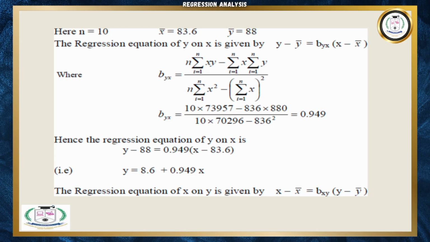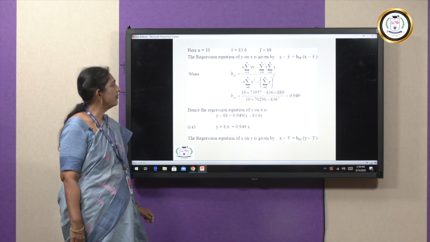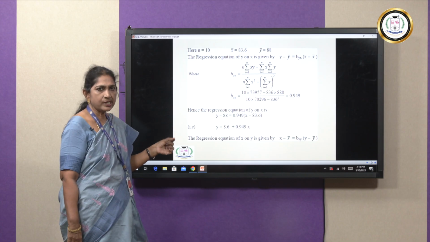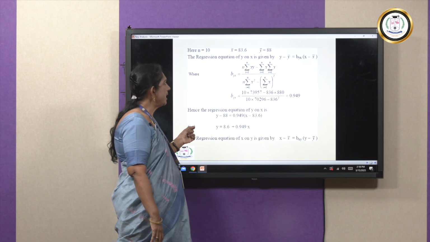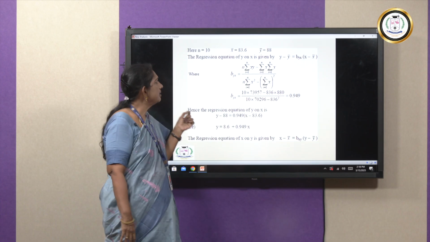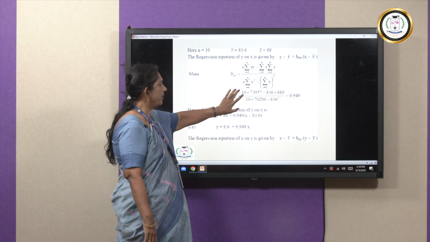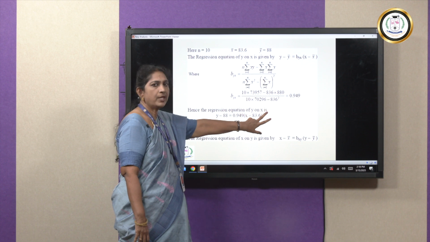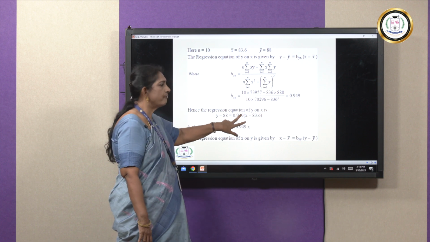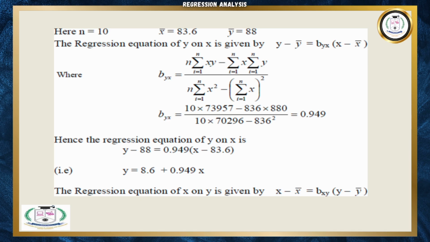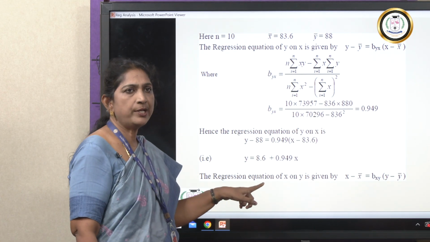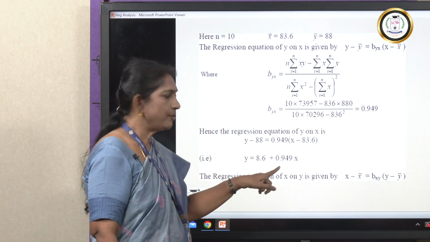X bar, as we know, is the mean, that is sigma x by n will give you x bar, which is 83.6, and similarly y bar is 88. Now we'll find out the regression equation of y on x, which is y minus y bar equal to byx into x minus x bar. So we substitute in this formula, and we'll get our byx value. Substituting in the regression equation of y on x, we get y minus 88 equal to 0.949 into x minus 83.6. So the final equation is y equal to 8.6 plus 0.949x.